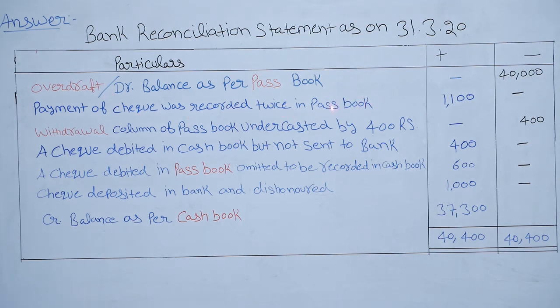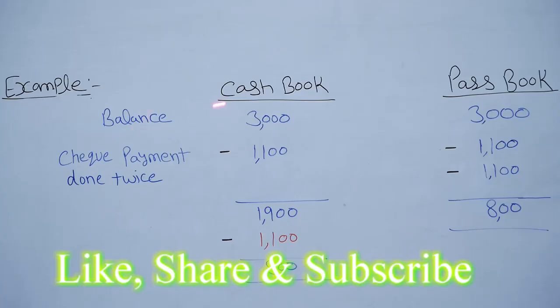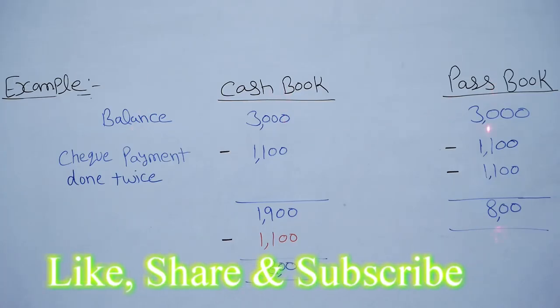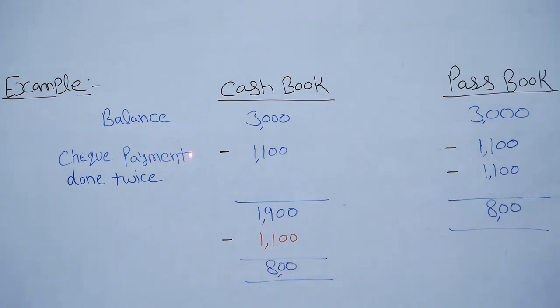Let's understand this through a small example. Suppose balance as per cash book 3,000, balance as per passbook 3,000. Payment of check was recorded twice in the passbook. It means a mistake was made by the bank. We made a payment one time of 1100 rupees, but the bank deducted twice. So as per cash book the balance is 1900, as per passbook the balance is 800, but we have to follow the passbook balance. So we make 1900 to 800 by deducting 1100. Now the balance tallies.